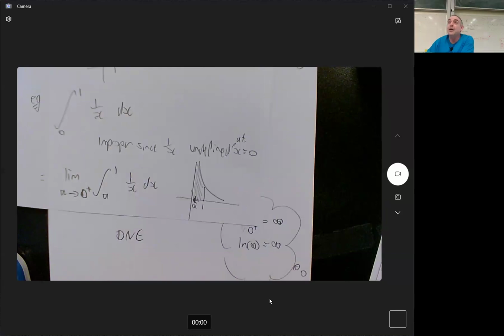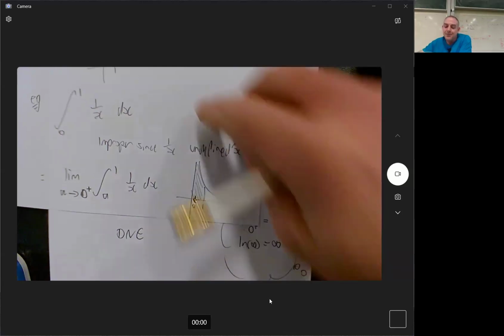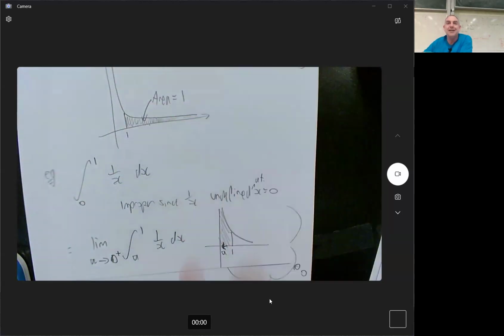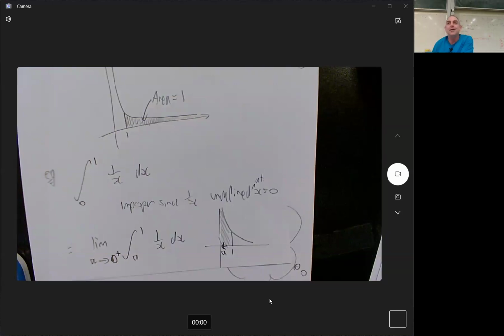1 over x is the one that just becomes undefined. If I did 1 over x squared, it's defined. 1 over x cubed is fine. 1 over x to the 1.5 is okay, but 1 over x is bad. So 1 over x to the 1.0001 is okay, but 1 over x is bad. It's just that it comes down at a speed that is just not fast enough to counteract the fact that the area is growing.